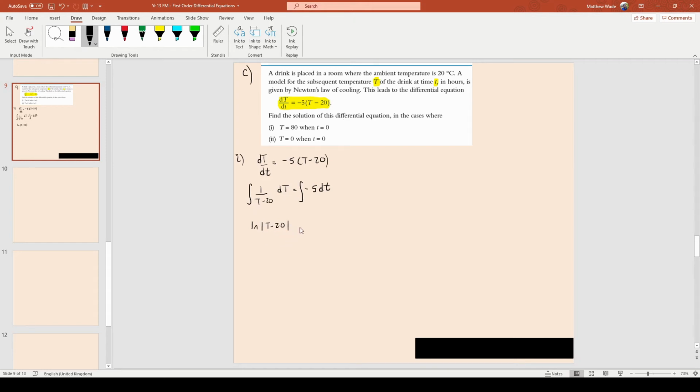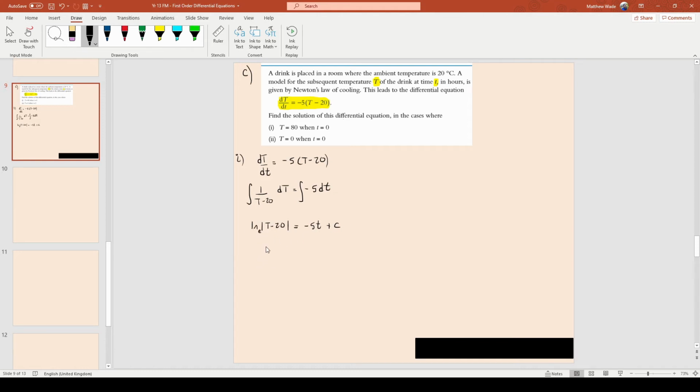It needs an integration constant, but because I'm doing the other side anyway, I'm going to pop the integration constant on that side. Now, here we go, minus 5 dt. That's just going to become minus 5t. And now I'm going to put my integration constant in, plus c. Cool. Now, we're not going to mess about with the modulus yet, so let's get rid of the ln.